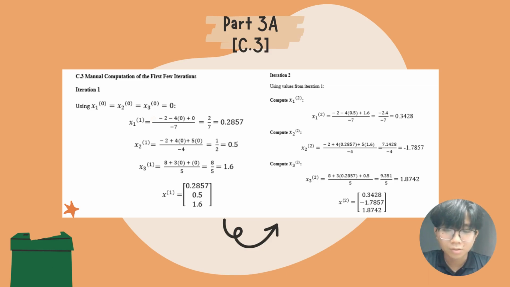So next is iteration 2, using the values from iteration 1. After substituting the values and calculating, x1 equals 0.3428, x2 equals negative 1.7857, x3 equals 1.8714. So the second iteration result is 0.3428, negative 1.7857, and 1.8714.